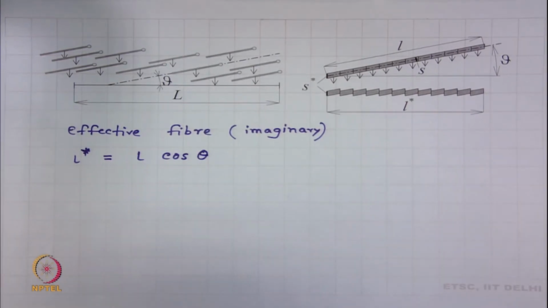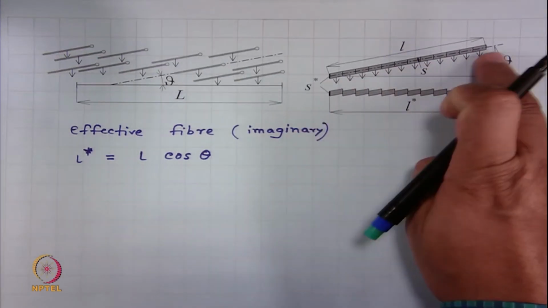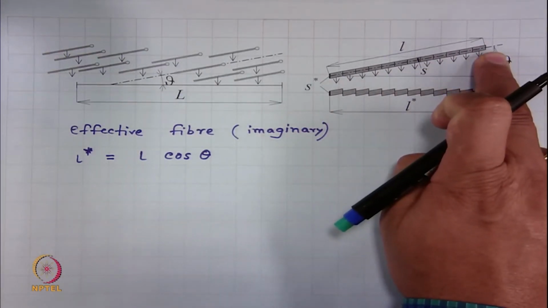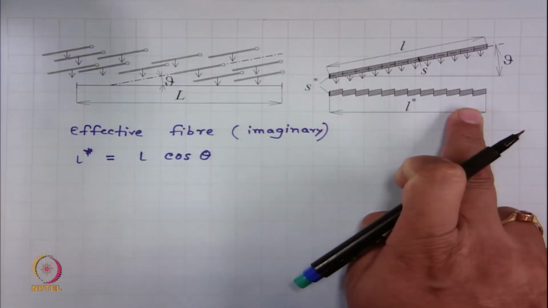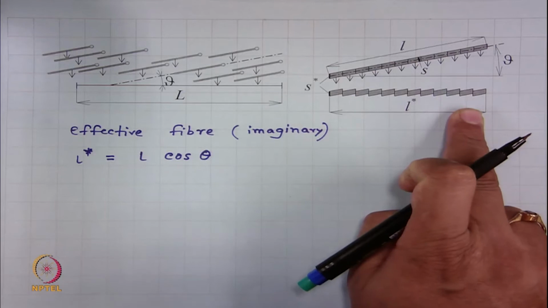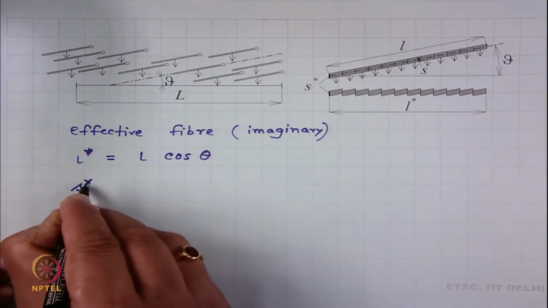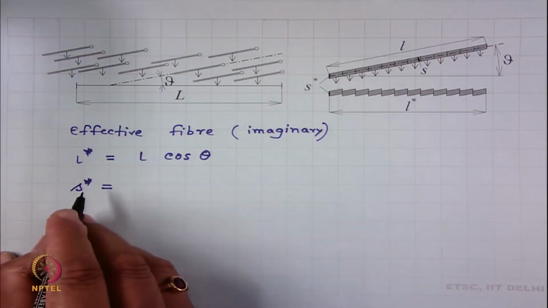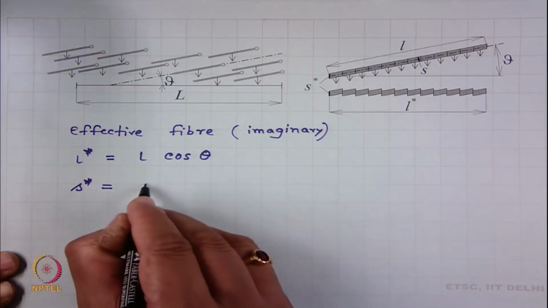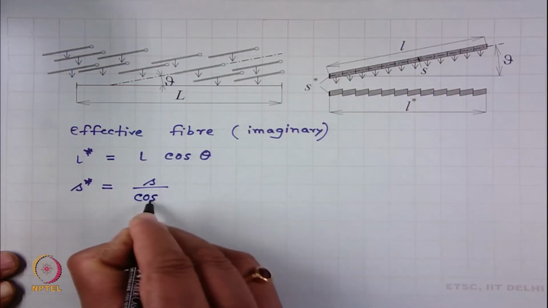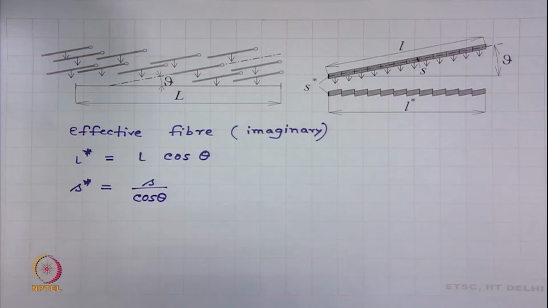Into cos theta, right. This oblique fiber has a cross sectional area S, this effective fiber has a sectional area S star. We refer to our module 1 where we defined and derived this relation. What is the relation between cross sectional area of a fiber and sectional area of a fiber which is inclined at an angle theta? So, this relationship we derived in module 1.